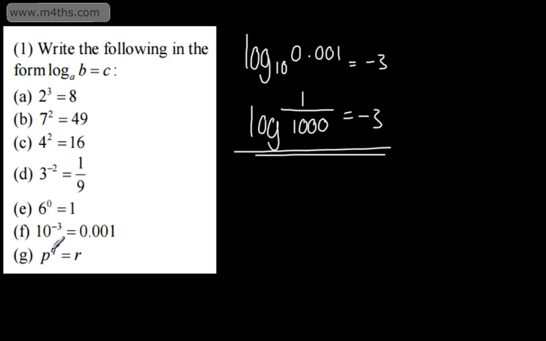Okay, this one now, we've just got p to the q is equal to r, so we can say now log to the base p of r is going to be equal to q. Because p to the q is r, therefore we can say log to the base p. The base is p, the value is r, and now the power is going to be q. So that's now writing a logarithmic statement given the exponential.